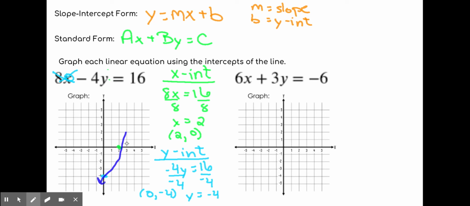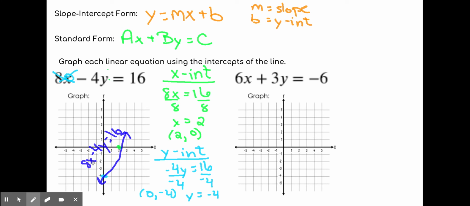I really wish I could figure out how to do that better on this tablet thing. So there's my line. Now remember, we talked about lines having names. We could say out beside or on top of this line, 8x minus 4y equals 16. That's its name. You don't always have to give it a name, but sometimes you will see that.